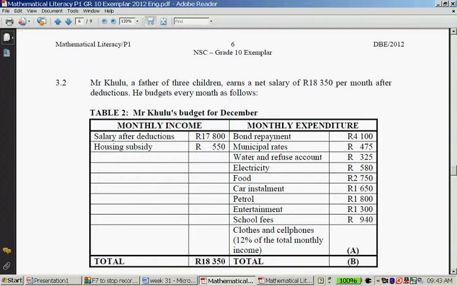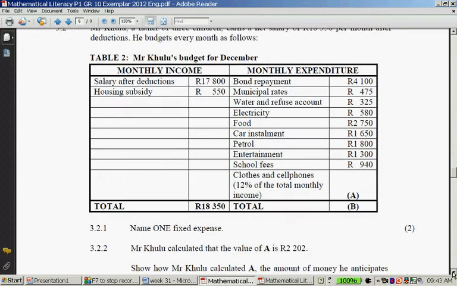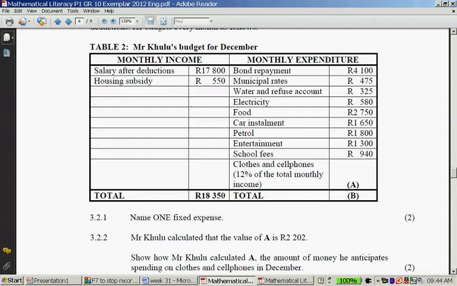His bond repayment is 4,100. Municipal rates is 4,075 rand. Water and refuse, 325. Electricity, 580. Food, 2,750. Car installments, 1,650. Petrol is 1,800. Entertainment is 1,300. And school fees, 940. Name one fixed expense.